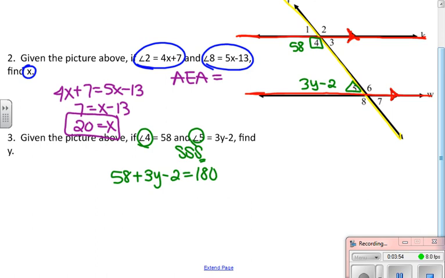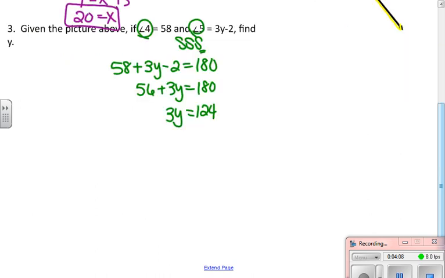If I clean up, combine like terms, 56 plus 3y is equal to 180. Subtract 56 from both sides, and I get 3y is equal to 124. Divide both sides by 3, and I get 41 and 1/3. And it's okay to get fractions sometimes.